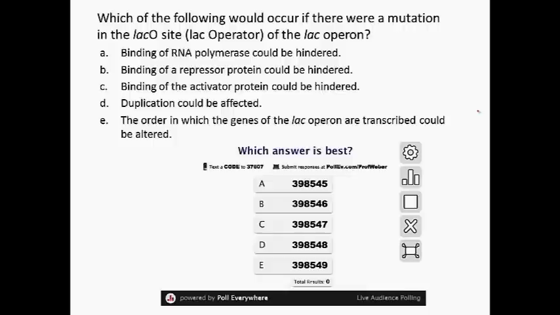All right, so here's a question. Which of the following would occur if there were a mutation in the lac O site of the lac operon? And let's imagine this mutation would hinder or cause the binding of the repressor to be less specific. So it negatively impacts the binding constant. What would the best answer be?